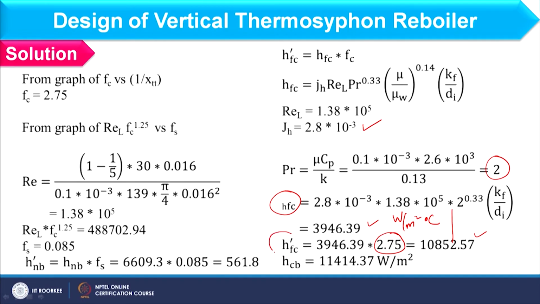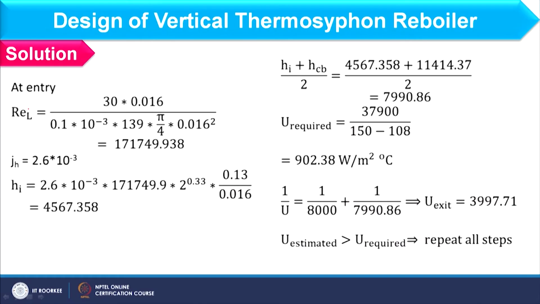So, we should add this as well as this to find out total heat transfer at exit condition of the tube, which is 11414.37, right. In this way you can find out heat transfer coefficient at exit condition of the tube. And further we have to find out heat transfer coefficient at entry condition of the tube.